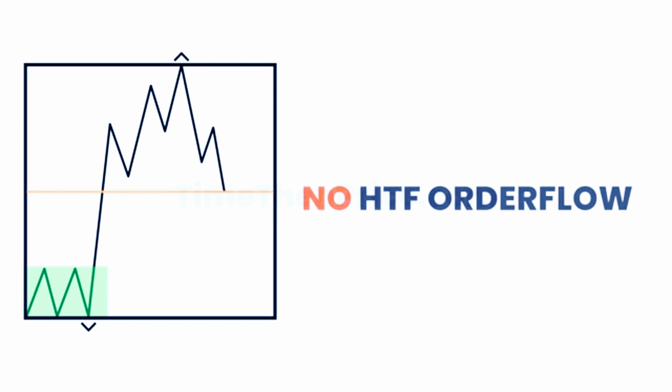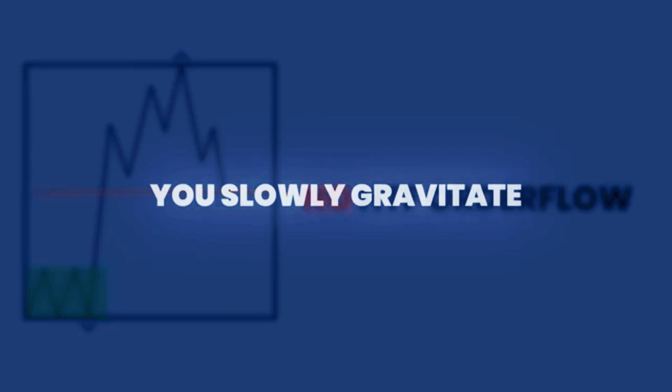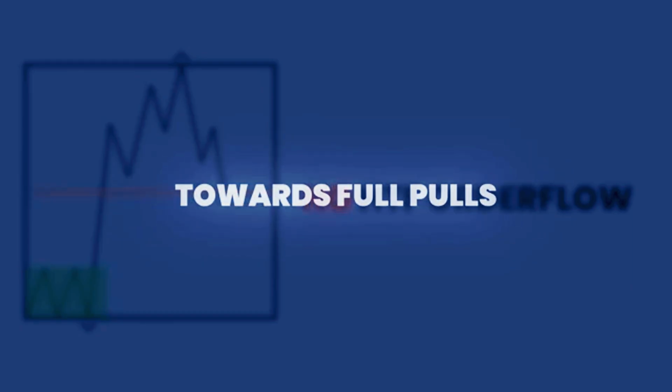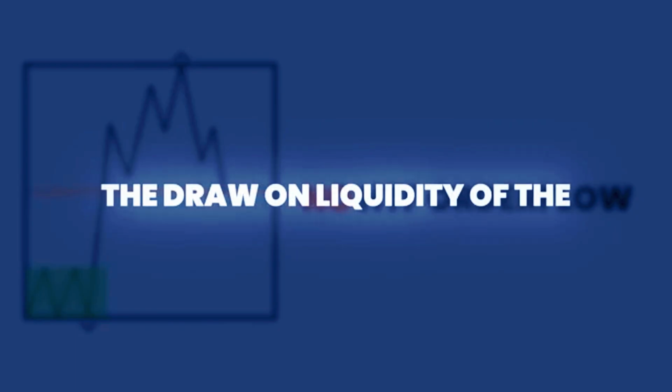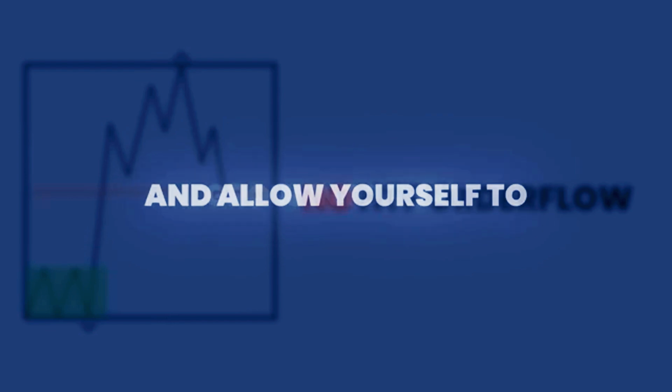If the higher time frame order flow is not clear, it's never a bad idea to take a partial right here. Especially when you're a newer student, I would suggest you be content with partials along 50% of the market maker model. You slowly gravitate towards full pulls in which you have the strong liquidity of the original consolidation and you anticipate it to get reached. That takes time, and allow yourself to grow into that.